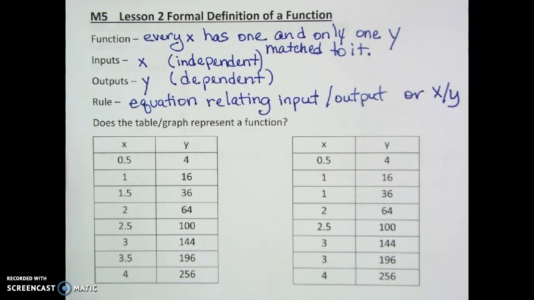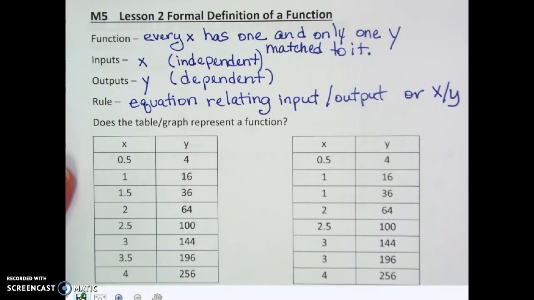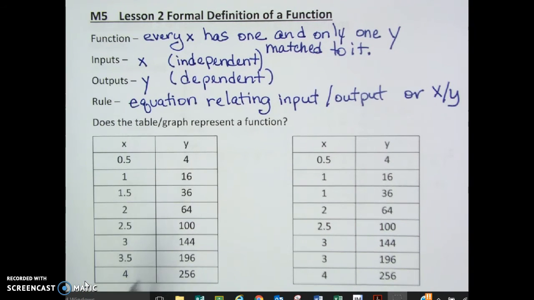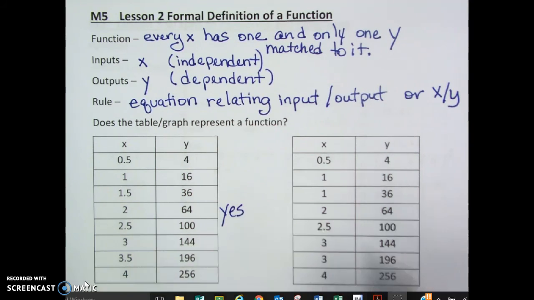So they want to know, does the table or the graph represent a function? Well, looking at the first table, 0.5 goes to 4, 1 goes to 16, 1.5 to 36, 2 to 64, 2.5 to 100, 3 to 144, 3.5 to 196, and 4 to 256. Therefore, each x value has a y value, and it only has one y value. So this table is a function.